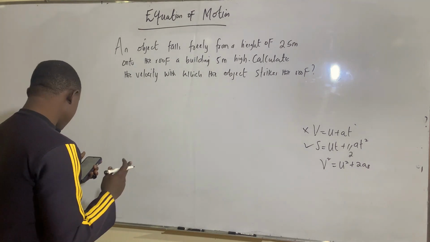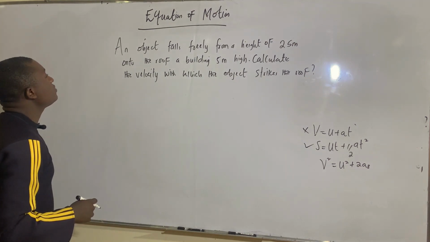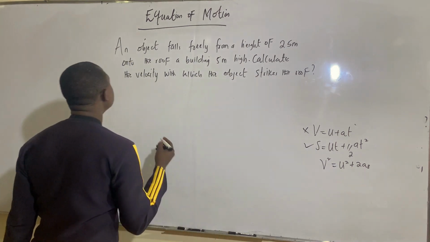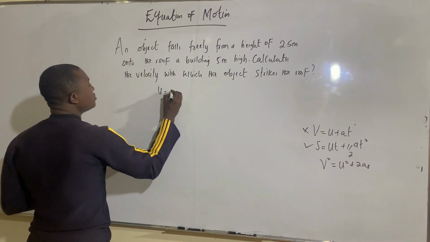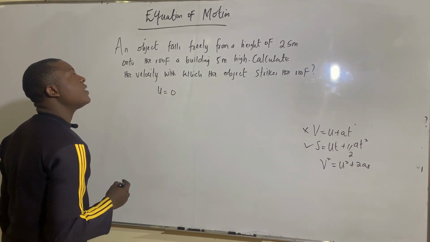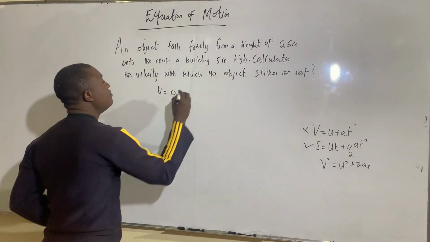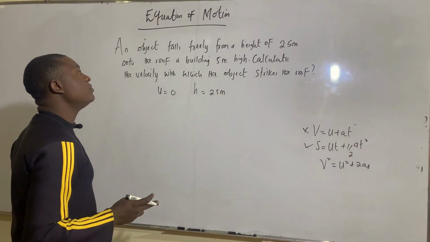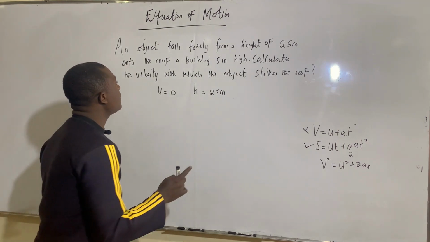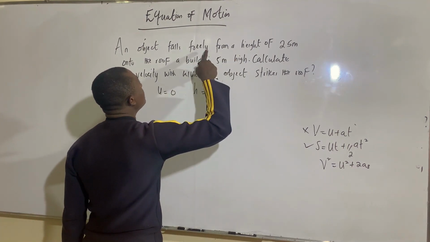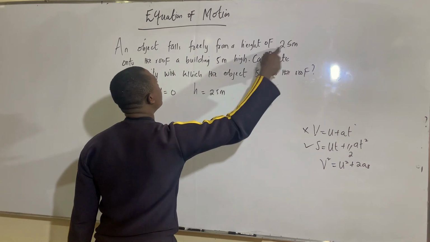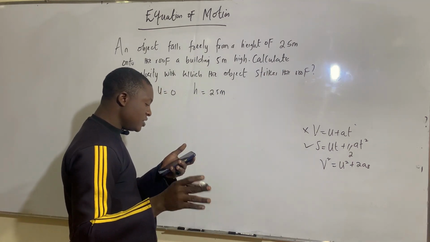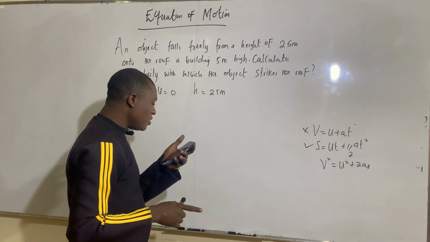So now let's look at this one as well. They said an object falls freely, so that's just like it comes from rest. So at that point, we know normally we are going to have our u to be 0, from a height of 25 meters onto the roof of a building which is 5 meters high. Don't be confused about this. The object falls freely from a height of 25 meters to the roof of a building of 5 meters, meaning the object does not reach the ground, but instead falls on the 5 meter roof.